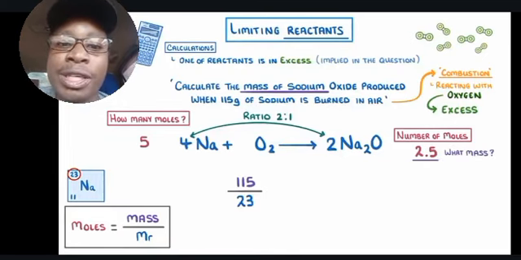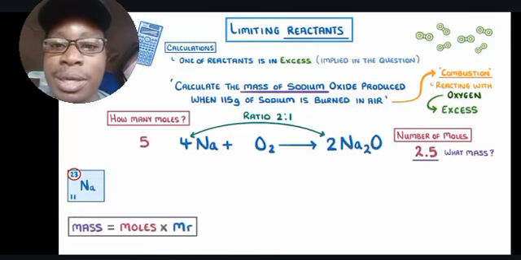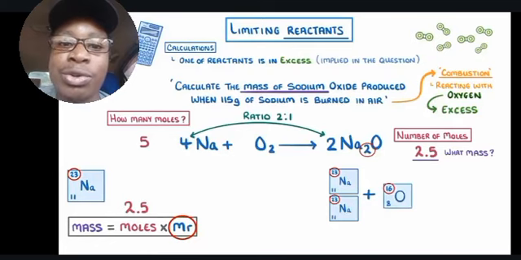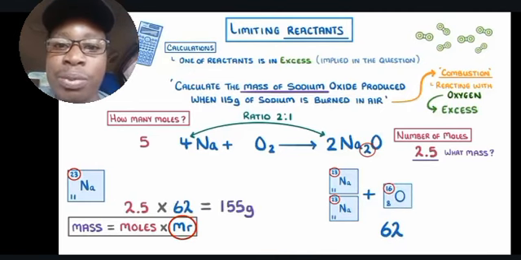We now need to convert the moles that we got of sodium oxide to mass. So we need to rearrange the equation and make mass the subject, such that mass is equal to moles times Mr. Moles is 2.5, and the Mr for sodium oxide is equal to 2 times the mass of sodium, because we have 2 sodium atoms, plus the mass of oxygen, and this gives us an Mr of 62. So 2.5 times 62 gives 155 grams.